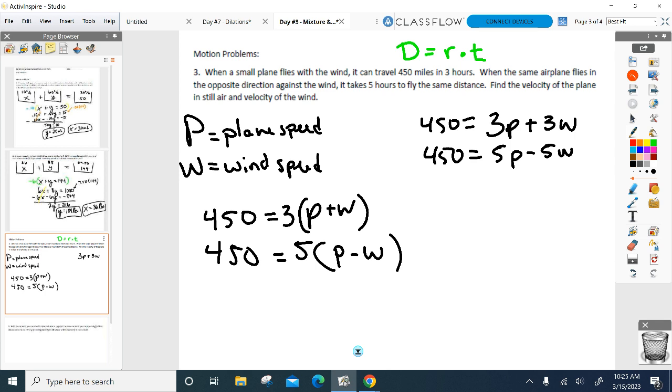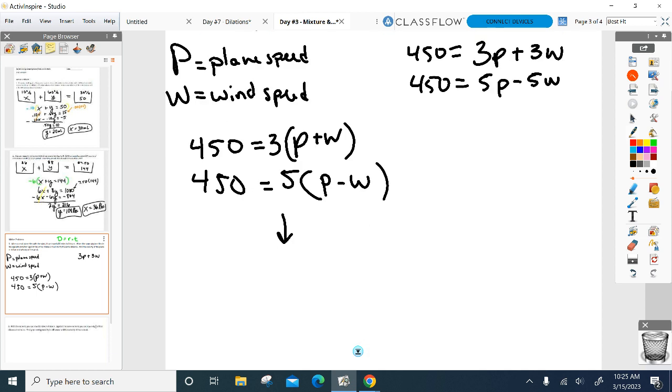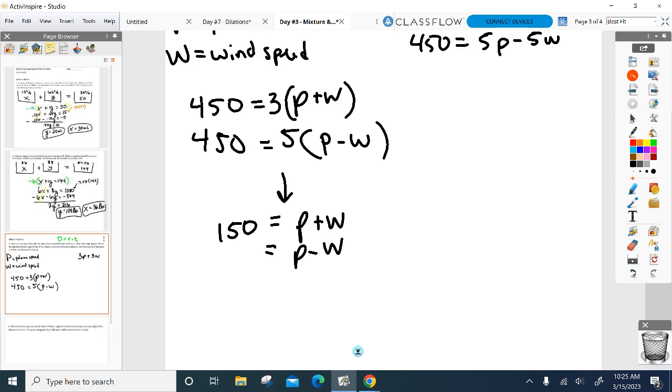Can you get rid of the 3 right now for me? How can I get rid of the 3? Go ahead, divide both sides by 3. Watch how easy this becomes now. Divide both sides by 3. You get P plus W equals 150. And then what do I want to divide by in the second equation? 5, yeah, go ahead, divide by 5. You get P minus W equals 90. Everyone's getting 90. You divide by 5.